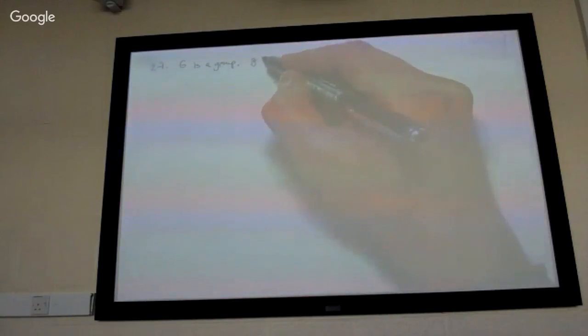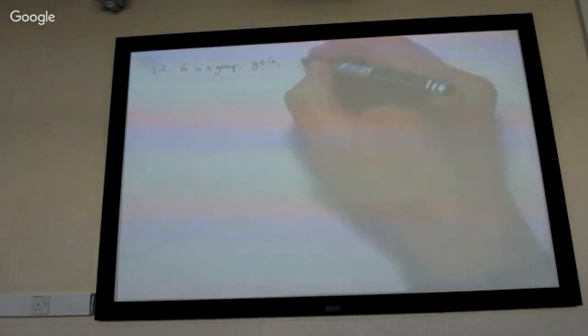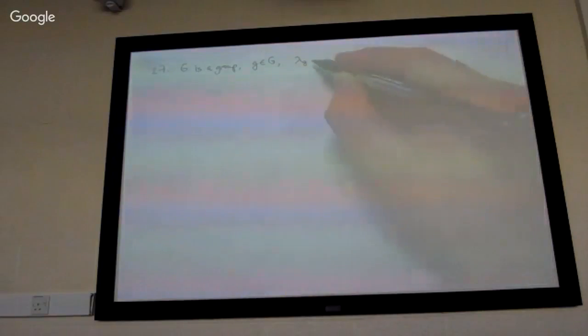So question 27 says G is a group, and, well, it's not very precisely formulated, but it should say that g, little g, is an element of the group, which it doesn't say for some reason. It should say. And then you can define a mapping called lambda g, which takes elements from the group and spits out elements from the group.